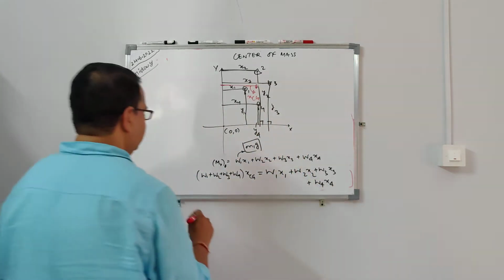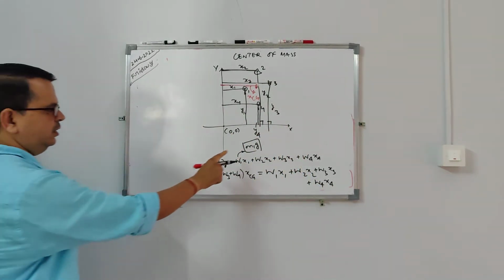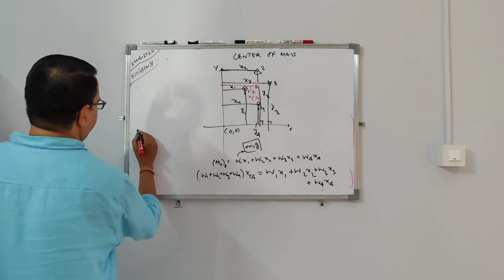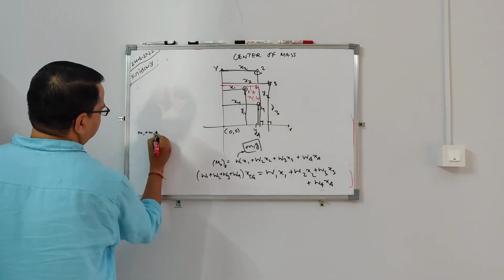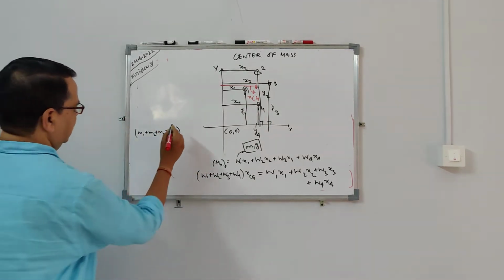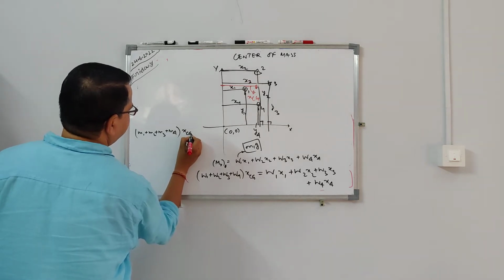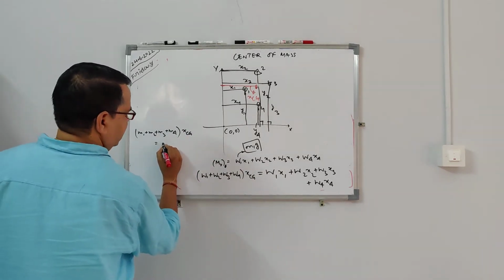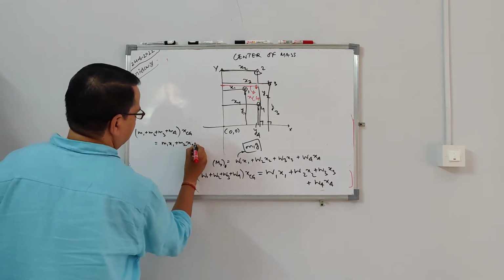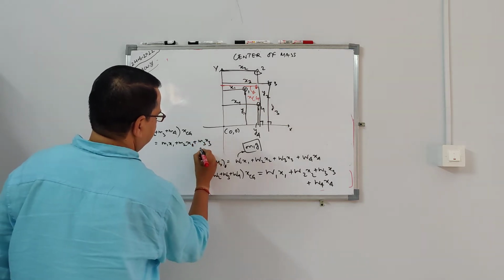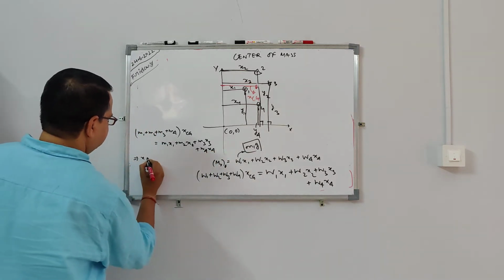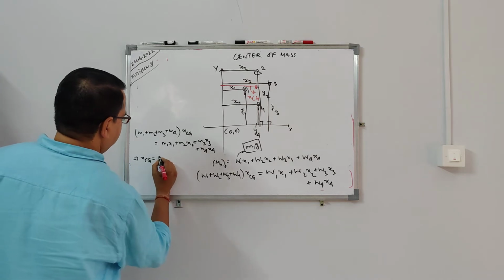Now I know W is nothing but m times g, so everywhere that g term will come. Let me cancel out that g term. Now it will become M1 plus M2 plus M3 plus M4, and g cancels out. That is, xCg is equal to M1 x1 plus M2 x2 plus M3 x3 plus M4 x4.